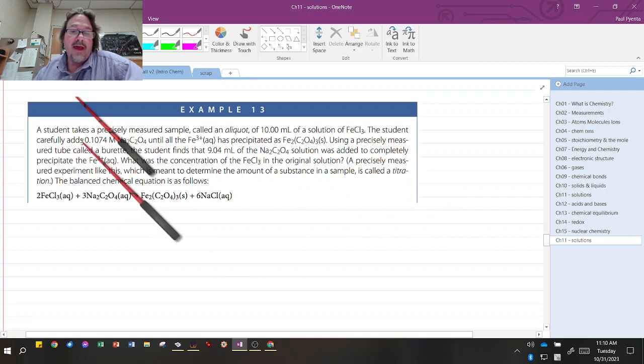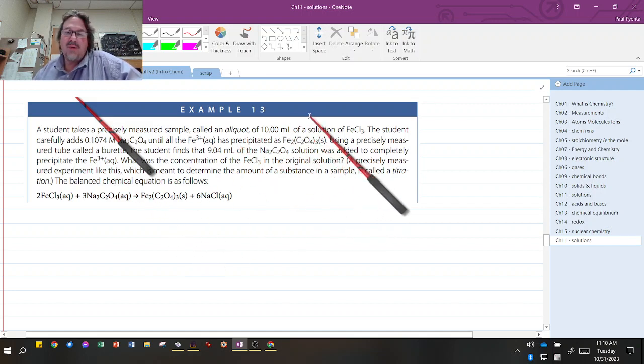The student then carefully adds 0.1074 molar sodium oxalate. That's C2O4, that's oxalate. We don't use that one a whole lot. But they add it until all of the iron 3 has precipitated as iron 3 oxalate. So he's doing a reaction with this. We're starting with what was in the solution in the aliquot there, iron 3 chloride, adding sodium oxalate. So we get this reaction. Here's the arrow, and here's our precipitate, the solid that comes out, and the sodium chloride. That's just a double displacement reaction, again, from past chapters.